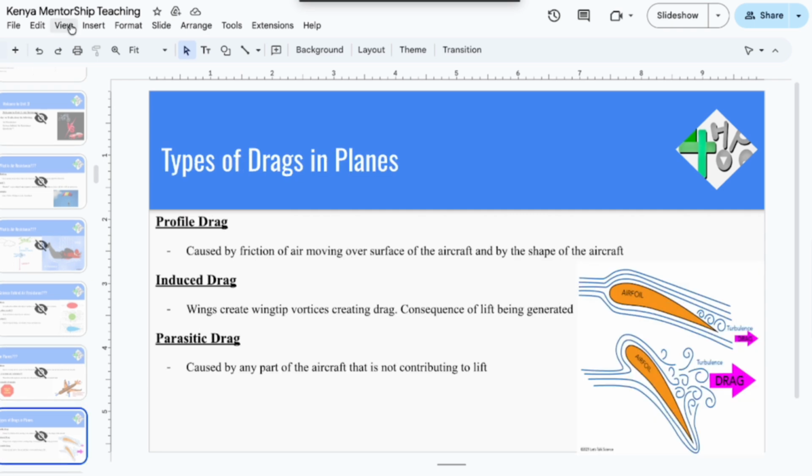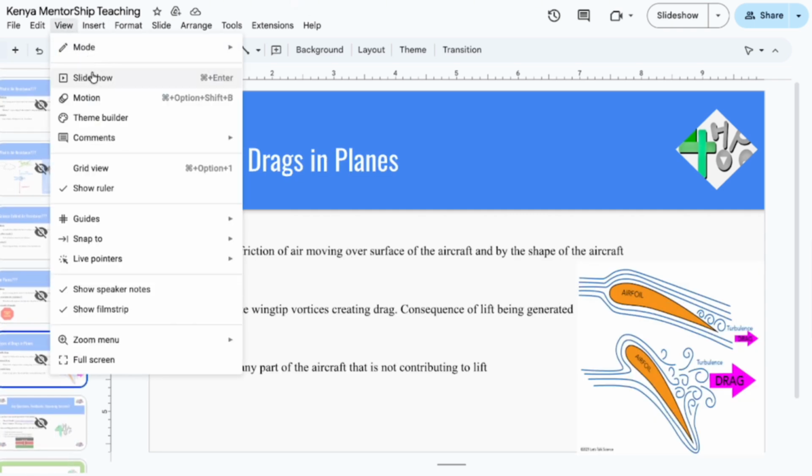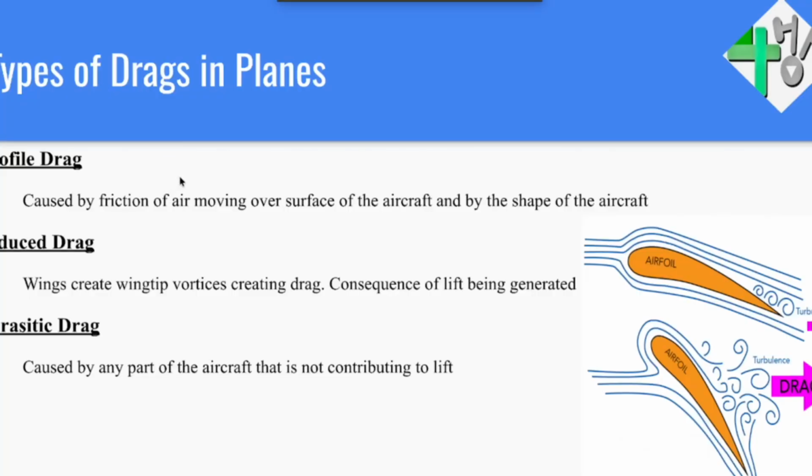Now let's talk about the types of drag in planes specifically. There are three different types of drag when we talk about planes. There's profile drag, which is essentially caused by the friction of air moving over the surface of the aircraft and by the shape of the aircraft.